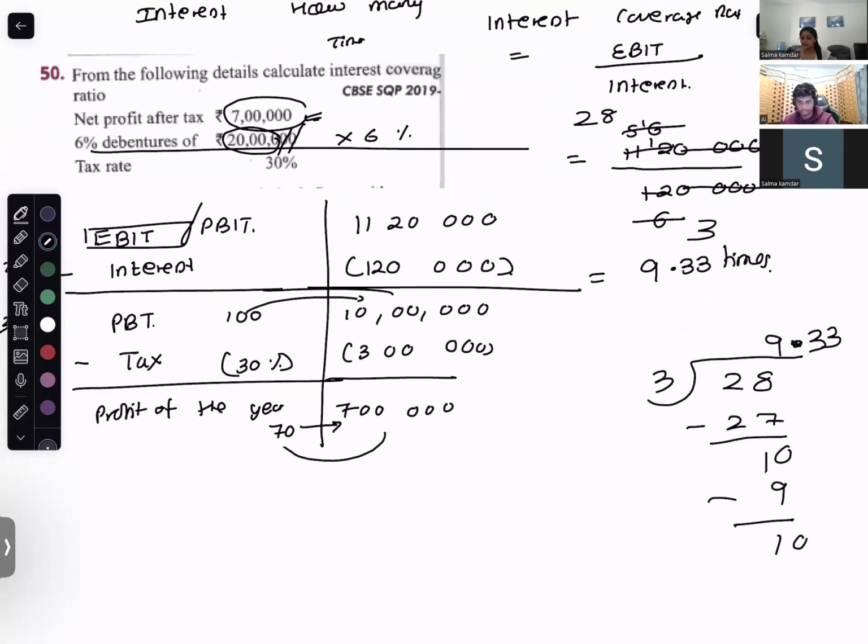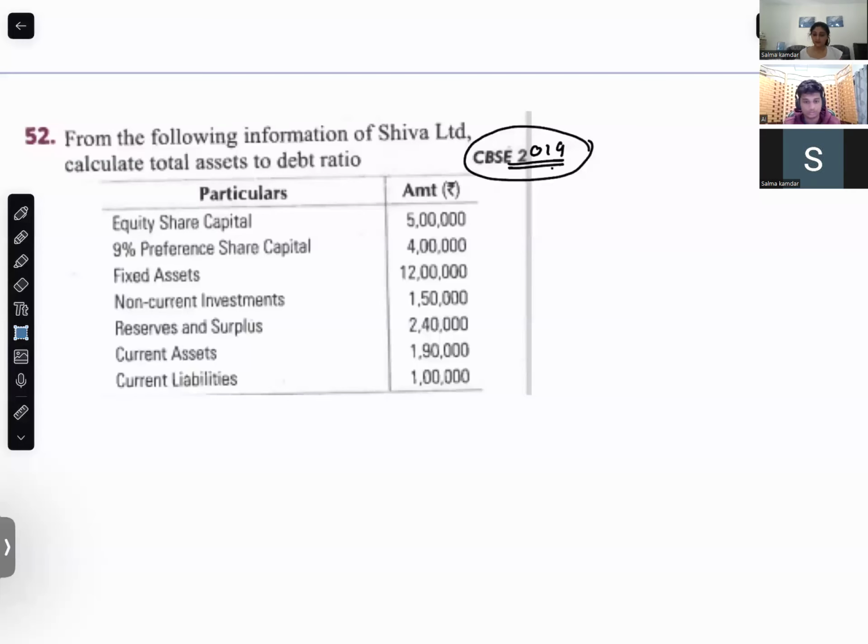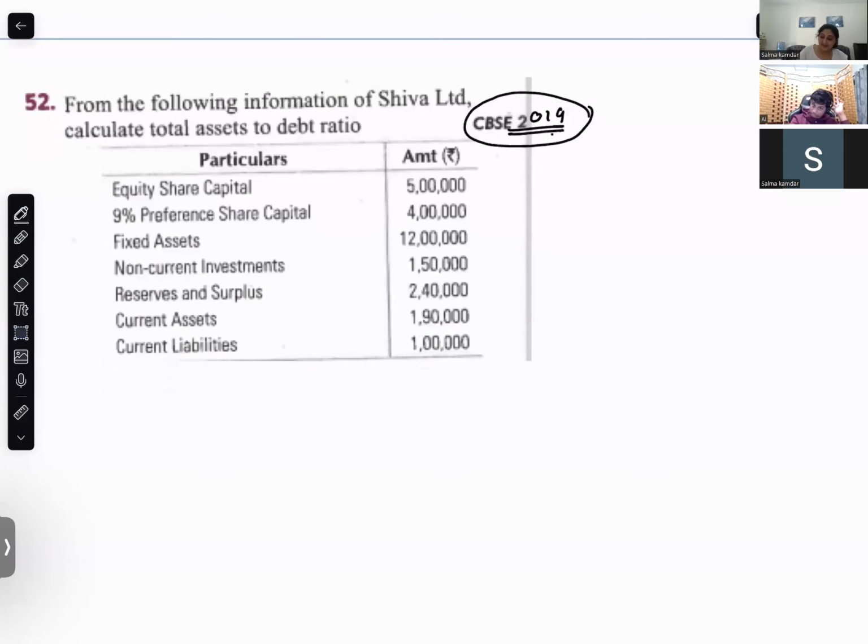What was wrong in this? This is very awesome. This is the CBSE 2019 paper. They have asked you to calculate the total assets to debt ratio. Can you give me the formula for total assets to debt ratio? It will be total assets divided by debts.